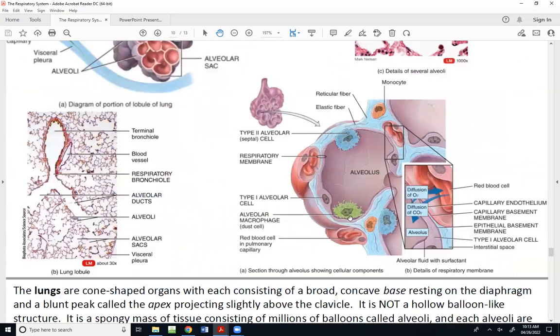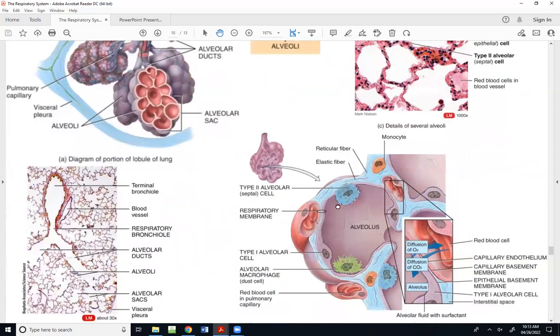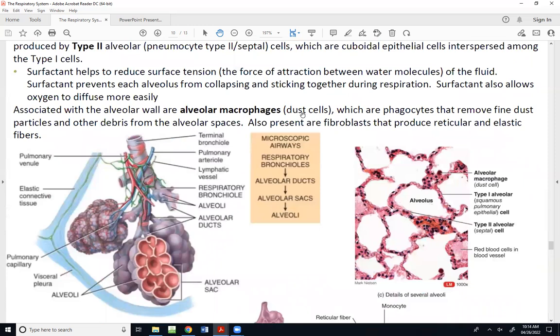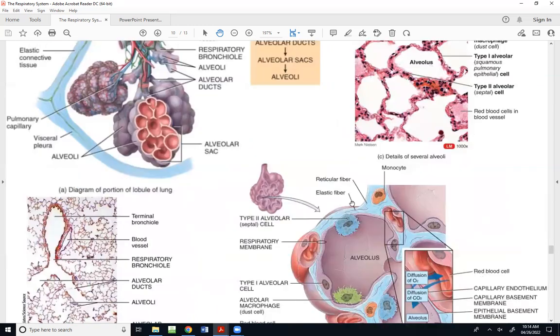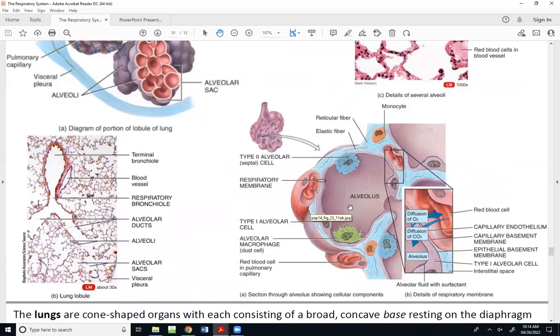Okay. You're also going to find what we call alveolar macrophages, or dust cells, which are phagocytes, which means that they are like Pac-Man. They are able to digest stuff, things like fine dust particles and debris that maybe didn't get trapped in the upper airways. Okay. You'll also find fibroblasts, which are connective tissue cells that produce reticular and elastic fibers. We don't see those fibroblasts later labeled, but we do see the reticular fibers and the elastic fibers that they produce labeled. Not that that's really important.